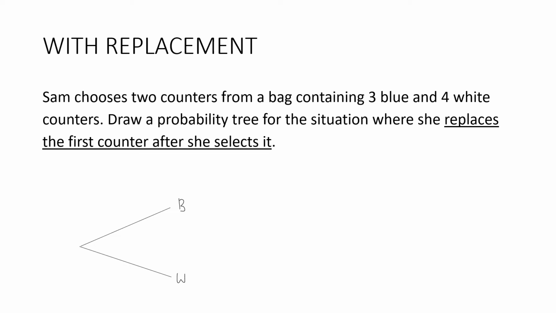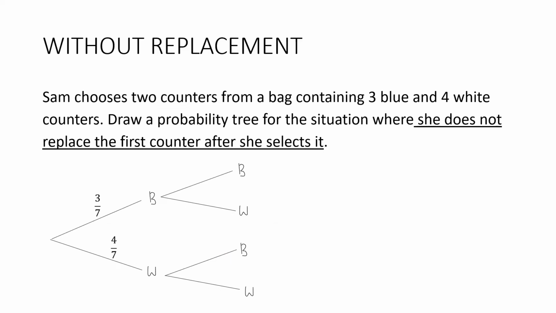So here's our first event, drawing a blue counter or drawing a white counter. And the probabilities are going to be 3 out of 7 and 4 out of 7. Here's our second event. So we're drawing the second counter, but we have the same probabilities because whatever she's drawn here, she's put back into the bag. So we're going to have 3 out of 7 and 4 out of 7, and then same down here. Now let's have a look at without replacement.